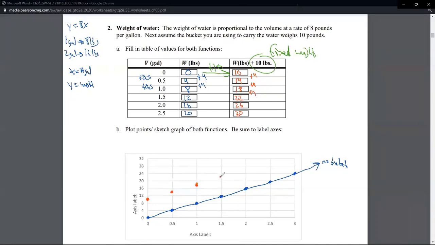1.5 gallons of water plus the bucket was 22 pounds. 2 gallons of water plus the bucket was 26 pounds. 2.5 ends up being, I drew up 3. That's what was throwing me off. I went too far. Then 2.5 was the 30. Yes, 30. There we go.